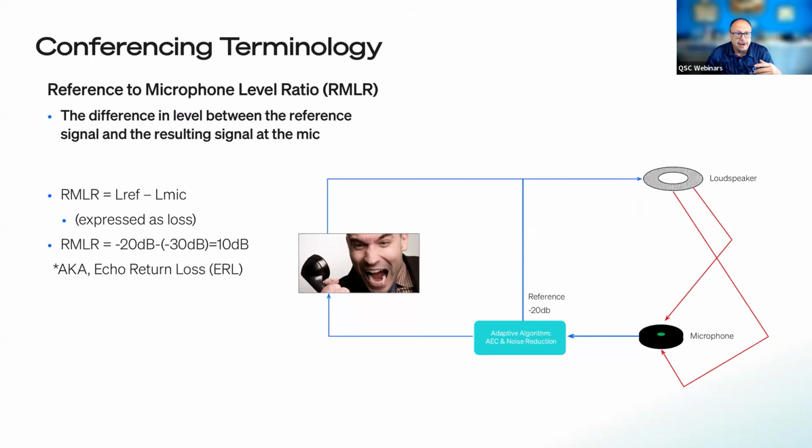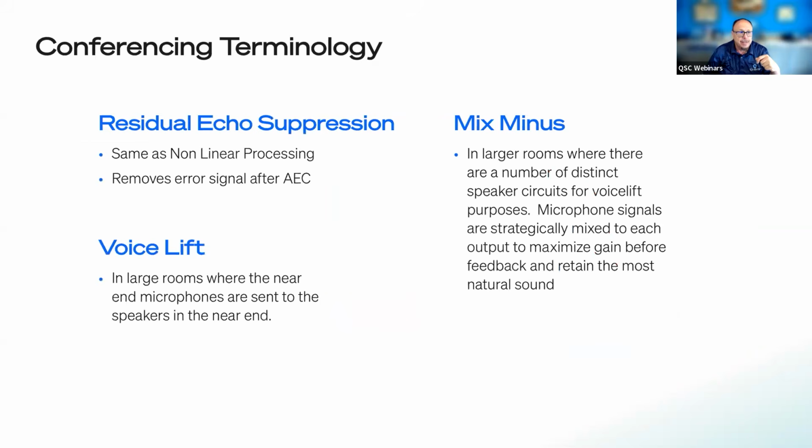It's also known as echo return loss in other non-QSC DSPs. Residual echo suppression is the same as nonlinear processing in other DSP platforms. And what this does is, after the algorithm runs and it runs the signal through, this is where we add a little bit of extra. It's just a little bit of error correction after the FIR filter and the AEC has done its job.